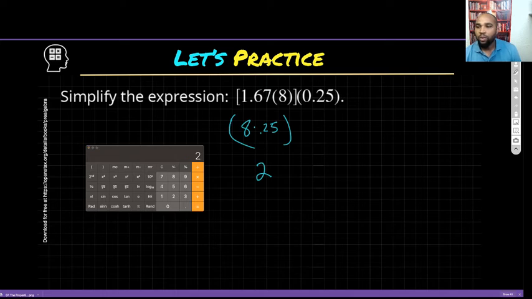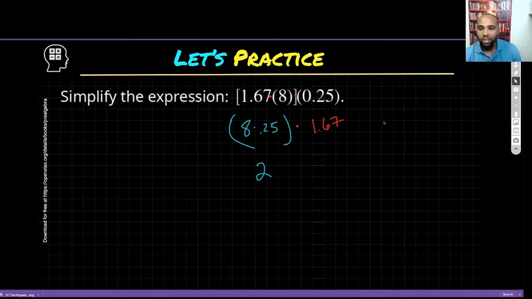So see how quickly we made our problem easier by putting the 8 and 0.25 together. These are all being multiplied. So I note that with multiplication, we can use commutative or associative. What did I use this time? Well, I pretty much associated 8 and 0.25 together first, and then I'm going to do my 1.67. So what is that going to be? What is 2 times 1.67? I could just do it on my calculator, but I kind of want to do it by hand just to show you.